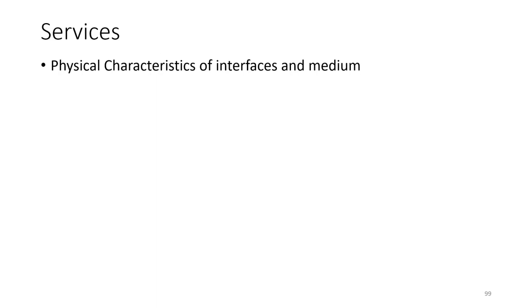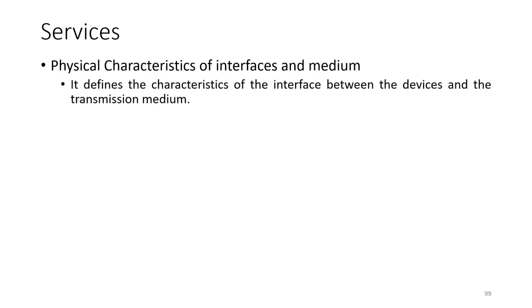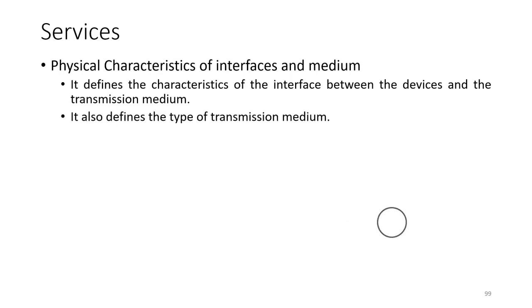Now let's see services provided by physical layer. First one is the physical characteristics of interfaces and medium. So it defines the characteristics of interface between devices and the transmission medium. It also defines the type of transmission medium, that is either wired medium or the wireless medium, or guided medium or unguided medium to be used.